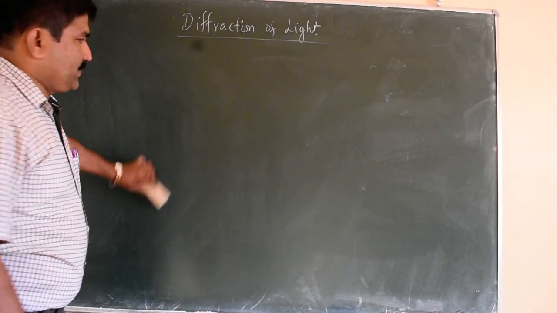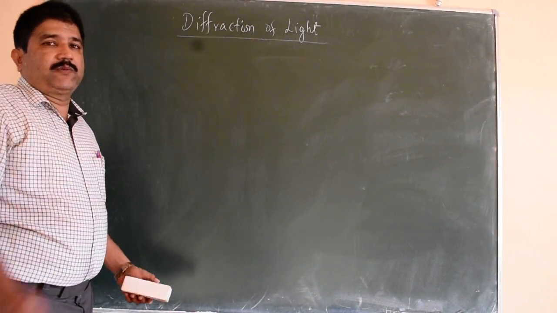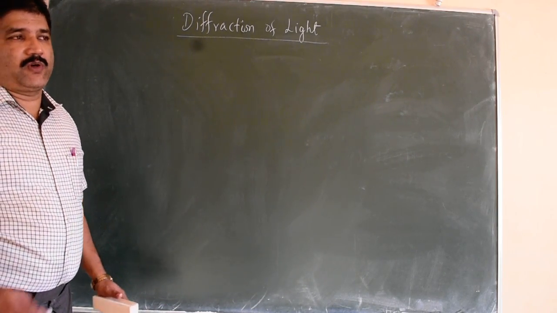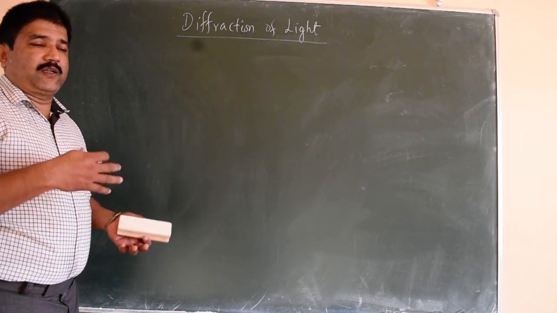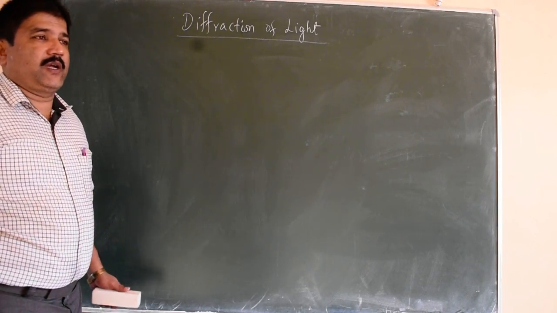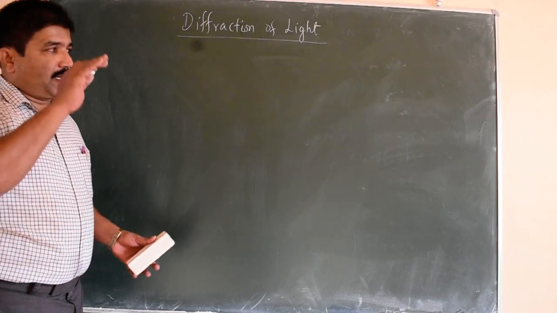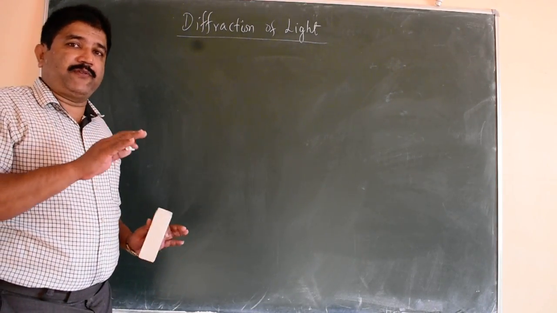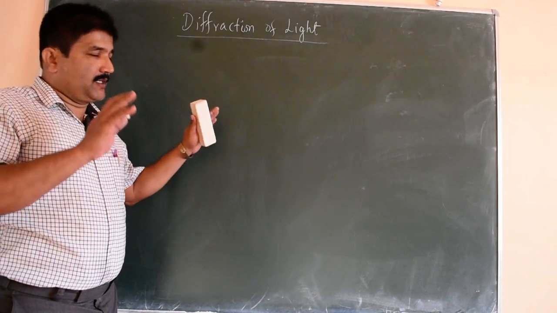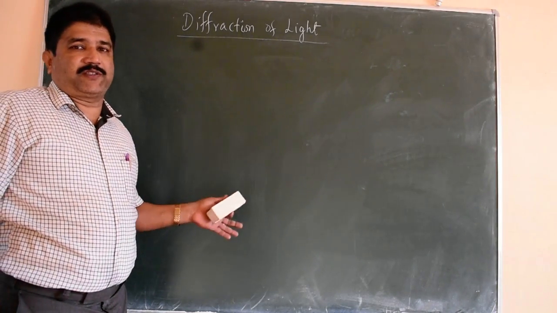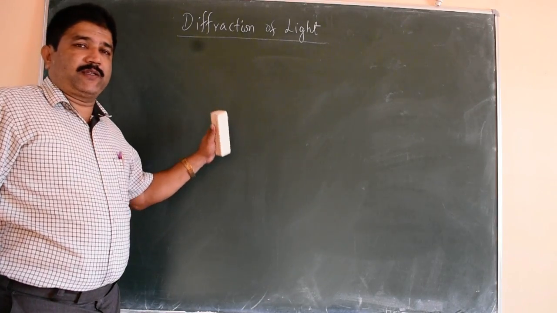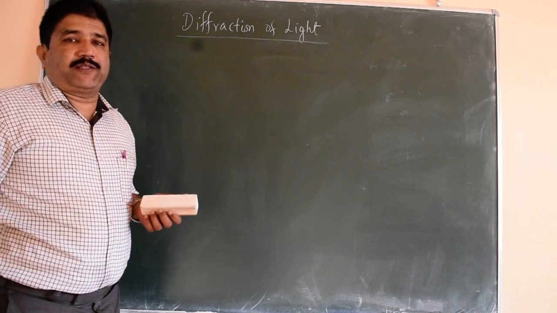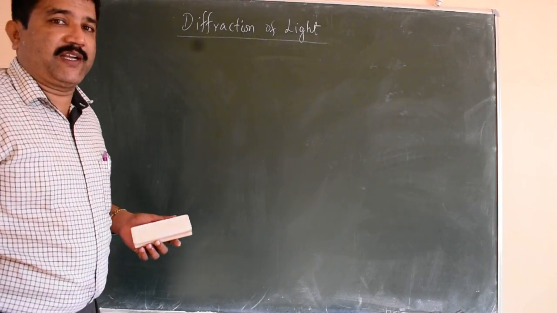So, whenever light passes through a narrow edge or a slit, it undergoes bending at the edges and it spreads into the region where we expect a shadow. Actually, there should be a shadow, a dark region. But we don't get that dark region, because the light spreads into that region after bending at the edges, so some intensity of light is observed.